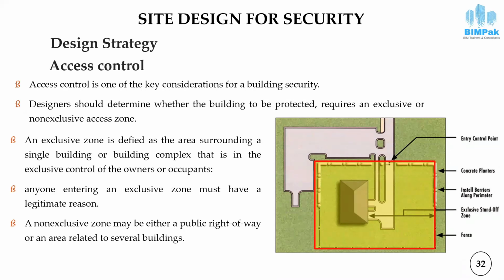Number one is the exclusive zone. This yellowish line shows the exclusive zone, and the other one is the non-exclusive zone. This bluish area is the non-exclusive zone. Anyone entering the exclusive zone must have a legitimate reason. And a non-exclusive zone may be either a public right of way or any area related to a public building. So this bluish area is not in the control of the owner of this building.